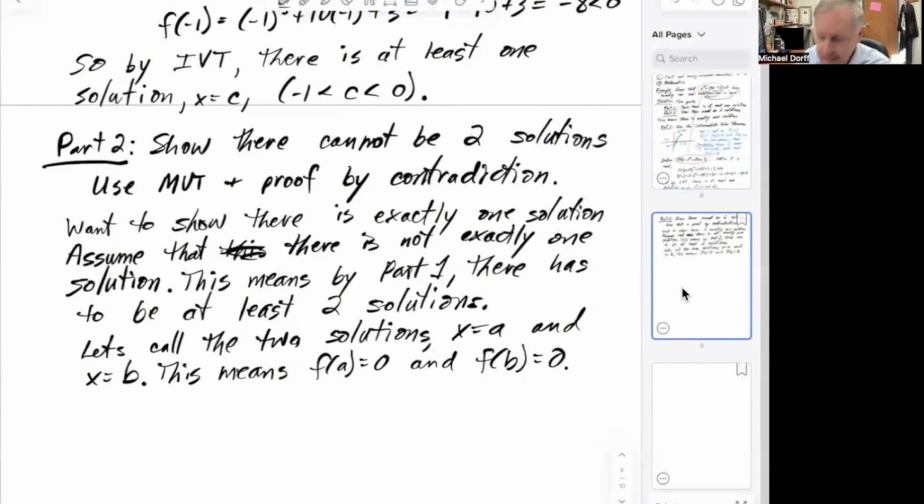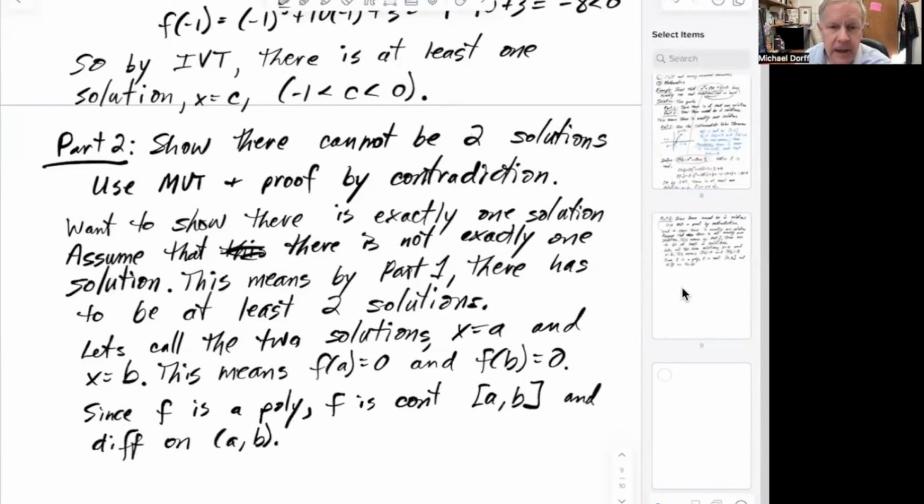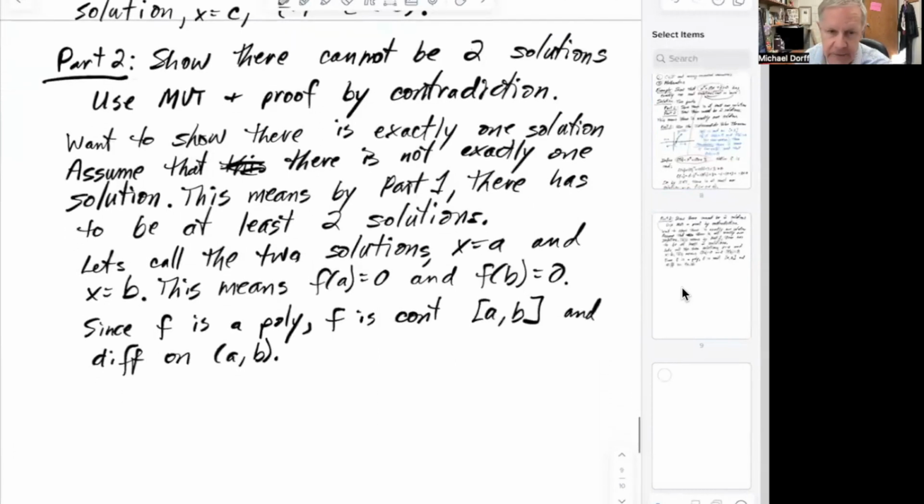Now, since f is a polynomial, it's continuous on the interval from A to B, and it's differentiable on the open interval from A to B. Why do we need to do that? Because those are the hypotheses of the mean value theorem. In order to use the mean value theorem, we have to show that those are true.